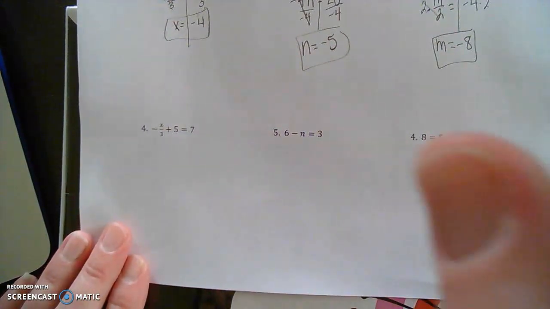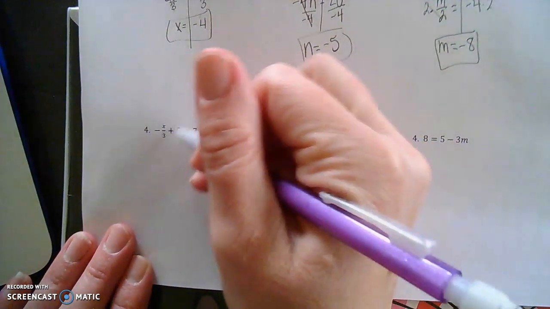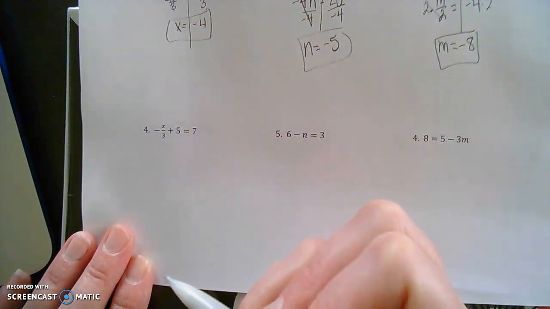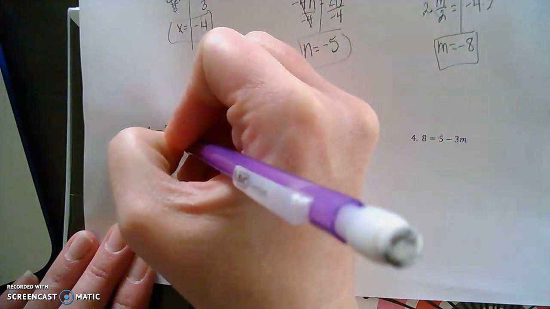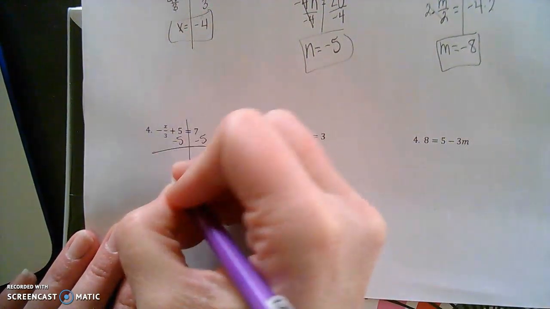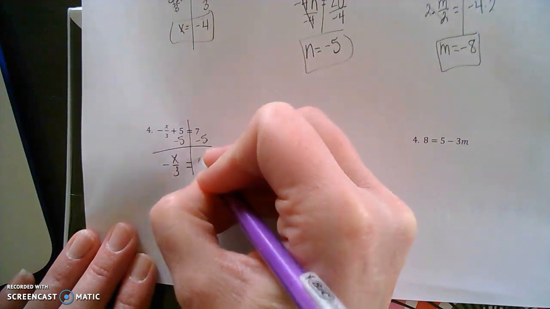Okay, this one looks almost the same as what we just did. There's a fraction, and then this is a plus instead of a minus. But we still have to get rid of this 5 first. So to get rid of plus 5, we have to minus 5 from both sides. We have negative x over 3 equals 7 minus 5, which is 2.